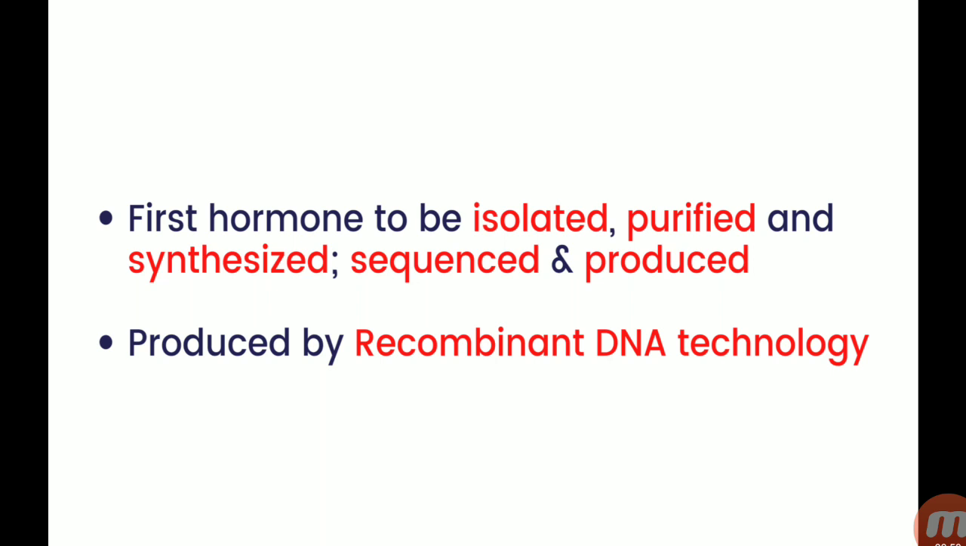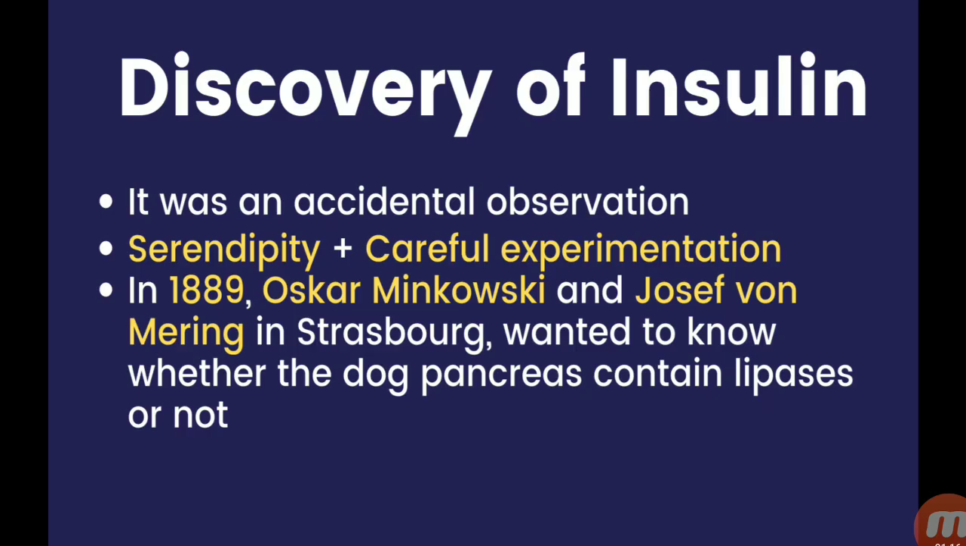It is the first hormone to be isolated, purified, and synthesized. It is the first hormone to be sequenced, and the first hormone to be produced by recombinant DNA technology. So this much about the introduction of insulin. Now we'll move towards the discovery of insulin.